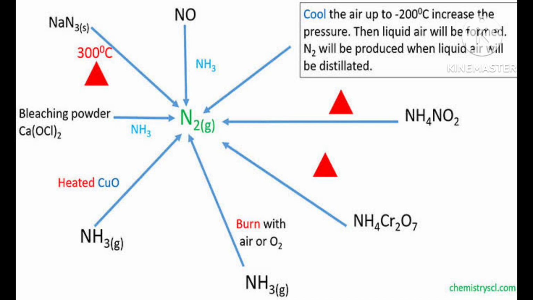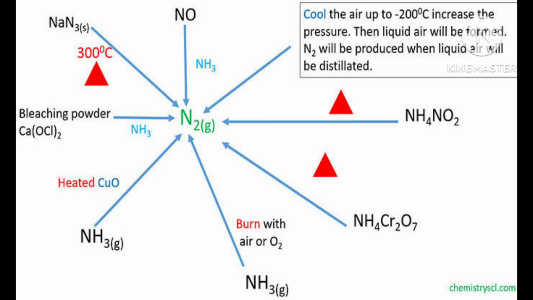Now, if you want ammonia on a large scale, then ammonia is manufactured by the Haber process. Many times I have told you. N2 gas plus 3H2 gas gives 2NH3. Always remember, it is a very common reaction. N2 plus 3H2 gives 2NH3, and the heat of formation is minus 46.1 kilojoule per mole.